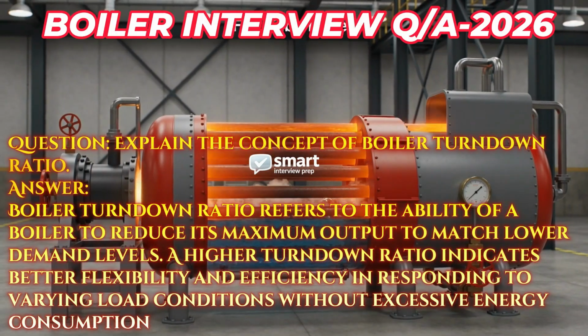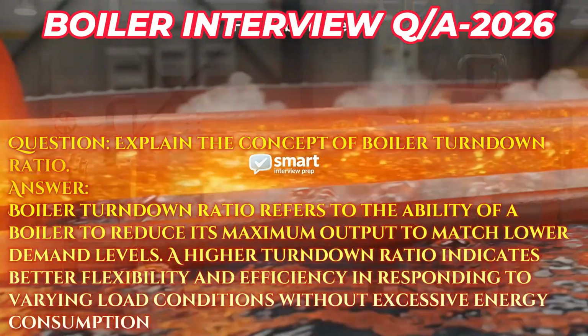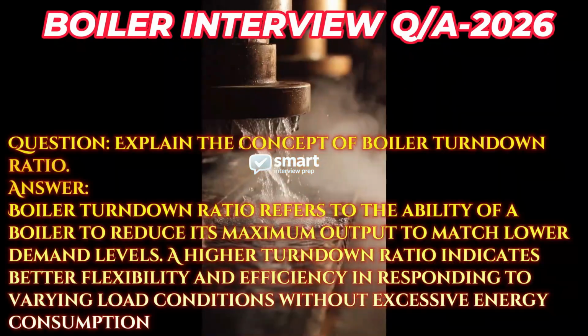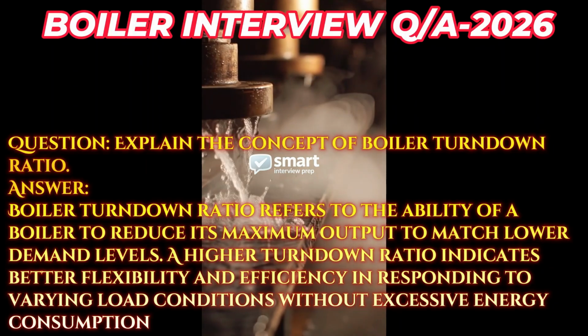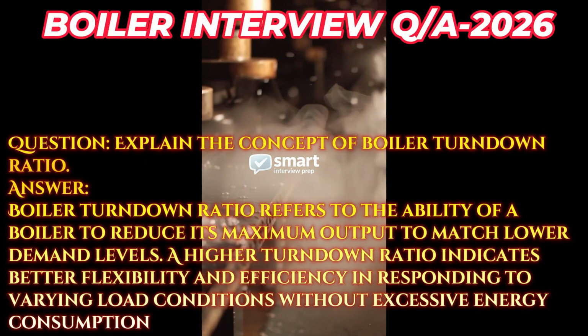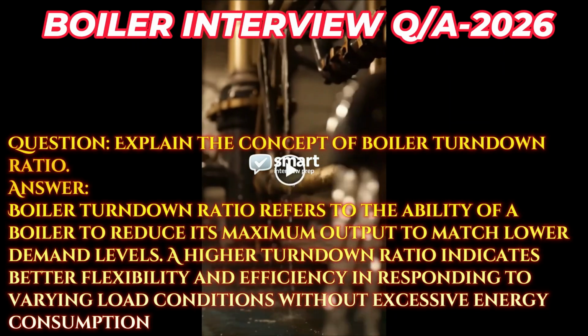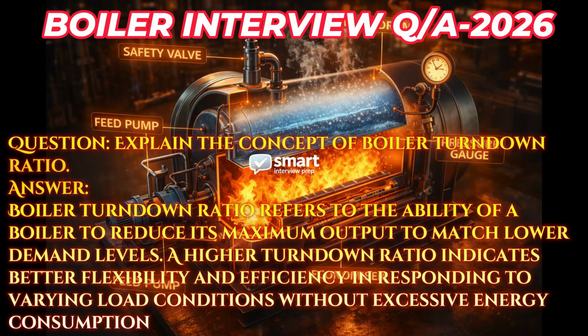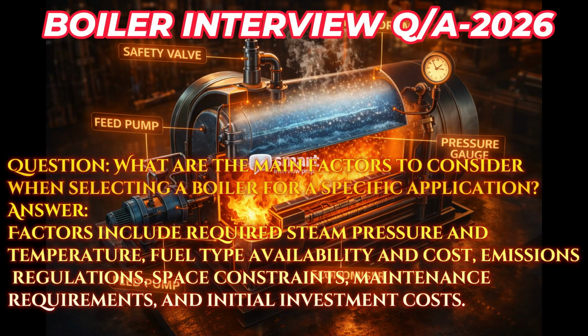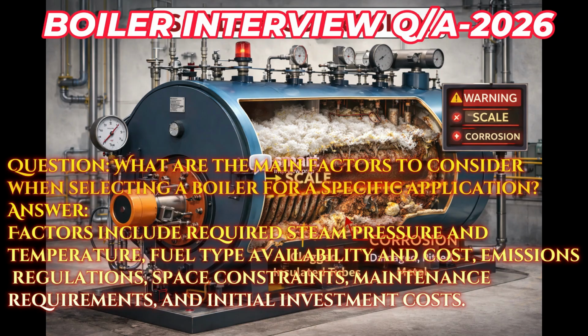Answer. Boiler turndown ratio refers to the ability of a boiler to reduce its maximum output to match lower demand levels. A higher turndown ratio indicates better flexibility and efficiency in responding to varying load conditions without excessive energy consumption. Question. What are the main factors to consider when selecting a boiler for a specific application?